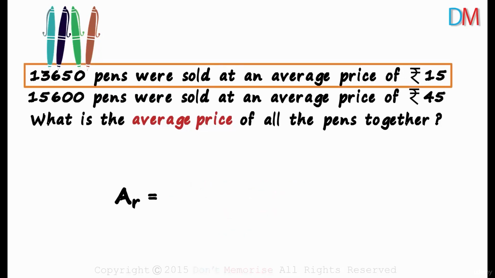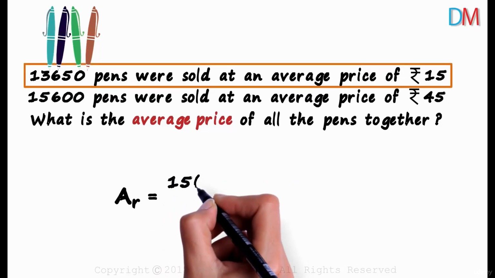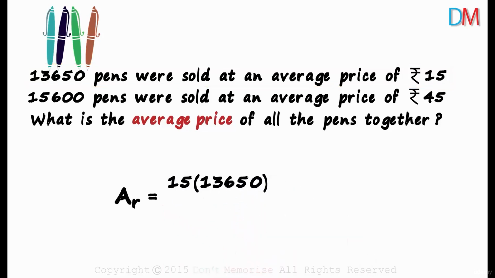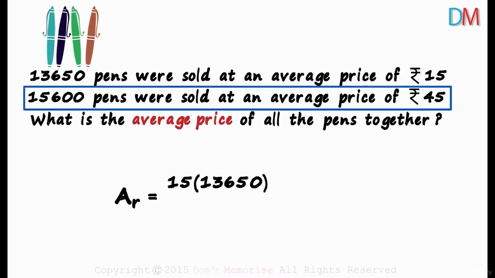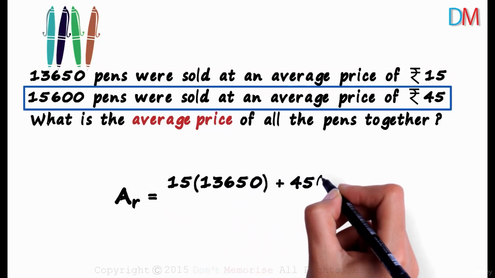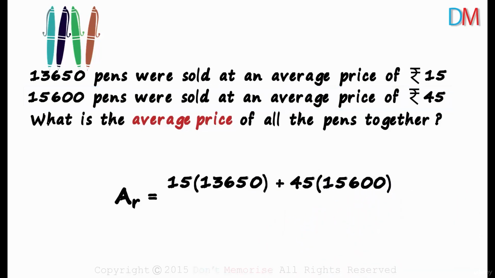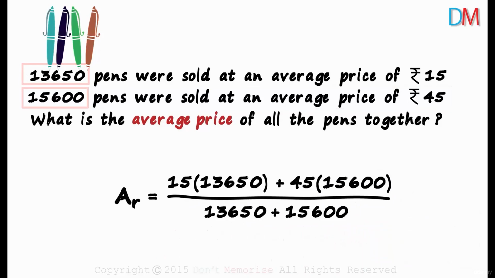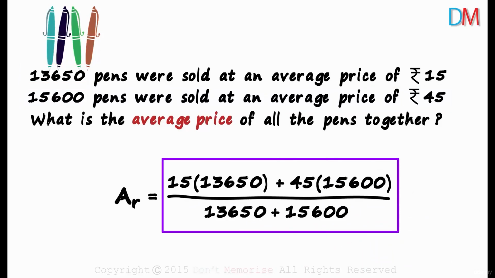The total cost of the first set of pens will be 15 times 13,650 and the total cost of the second set of pens will be 45 times 15,600. And for the total number of pens, we simply add these two. This will be the resultant average price of all these pens taken together. I want you to pause the video and find the combined average here.